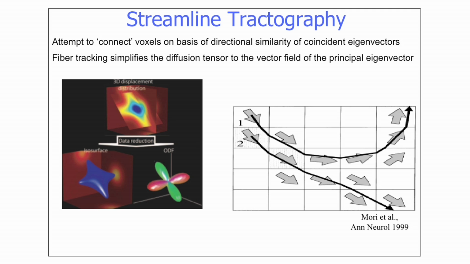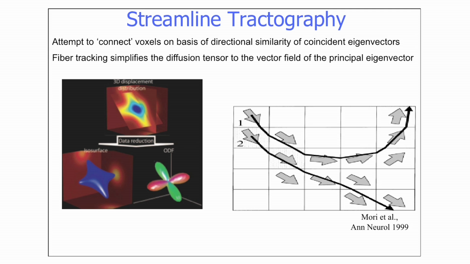So what we basically do is we go from each one of those individual pixels and we look at what direction is the diffusion more free. Then we look at the next pixel. If the direction that is free is close to this direction, we just join those two. And we keep going like this from pixel to pixel. And that's how we generate the tracks.